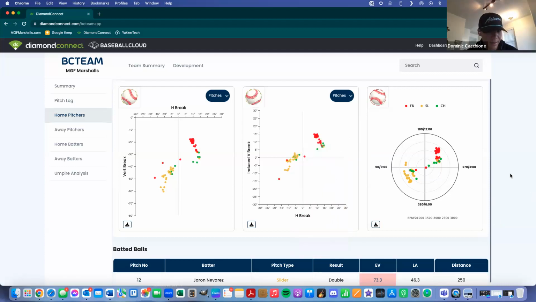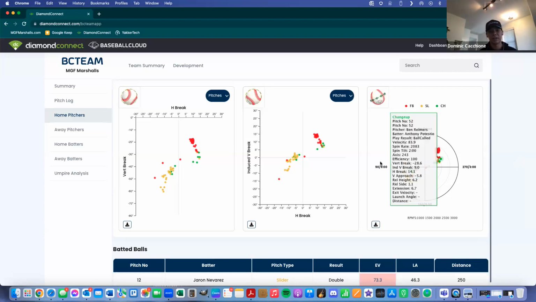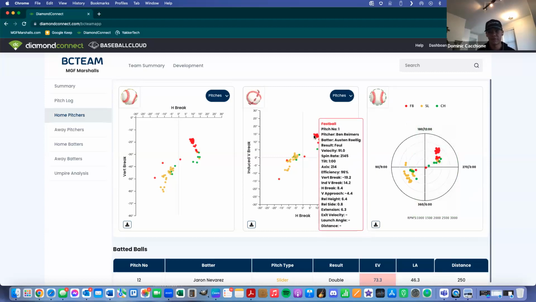This is kind of the same thing. It's just induced vertical break and horizontal break. The horizontal break's the exact same. You'll see the same movement in terms of negative and positive, but induced vertical break is a little bit different than vertical break, where you could get a positive number because it's with no gravity applied, with the spin of the baseball also applied. So for a fastball, I think anything over 14 induced vertical break, from the perspective of a hitter, is going to be rising rather than falling.